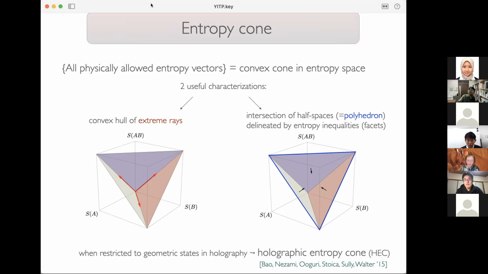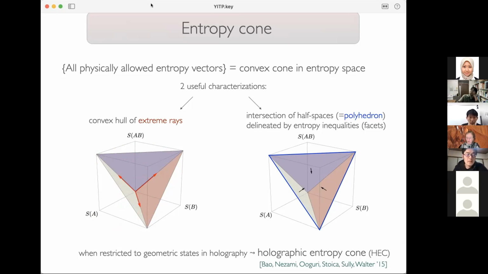One such way is to characterize the cone by its extreme rays, so that the cone is then a convex hull of these extreme rays. So here's a cartoon, for just 2 parties, so 3-dimensional entropy space, and you have these vectors such that any positive combination would describe any vector inside this cone.